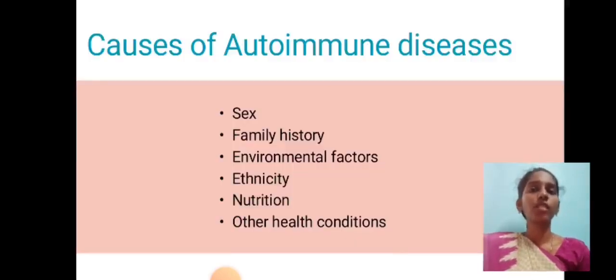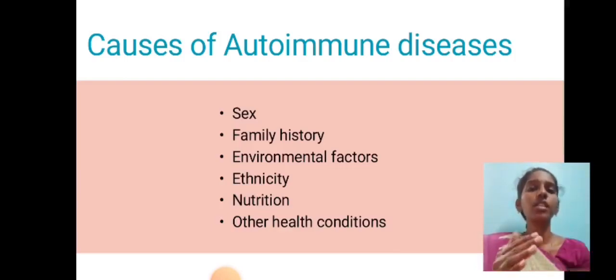Next, causes of autoimmune diseases. First, sex. Females between the ages of 15 and 44 are more likely to develop autoimmune diseases than males. Next, family history. Family history means that due to genes inherited from our family members or ancestors, we are more likely to develop autoimmune disease. Then environmental factors like exposure to sunlight, chemicals like solvents, and some other environmental factors. Especially coronavirus can also cause autoimmune diseases.